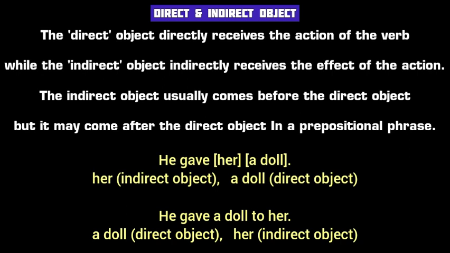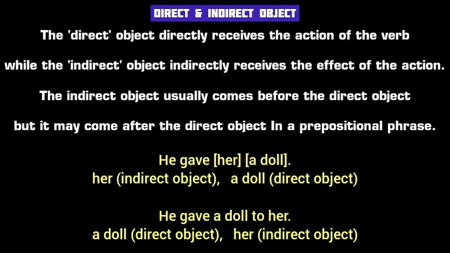But some transitive verbs may have two objects. For example, he gave her a doll. Here her and a doll are both the objects of the transitive verb gave. But remember, if a transitive verb has just one object, it's always a direct object. Why? Because a direct object directly receives the action of the verb. But an indirect object indirectly receives the effect of the action through the direct object.